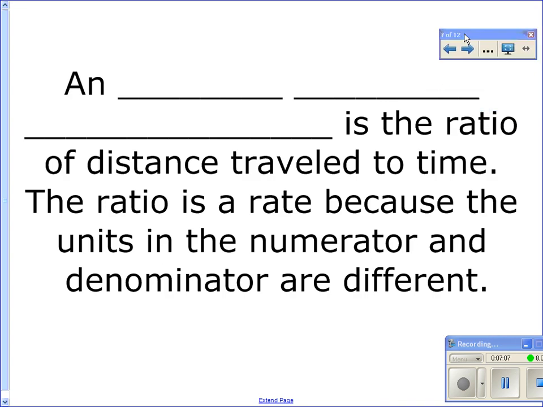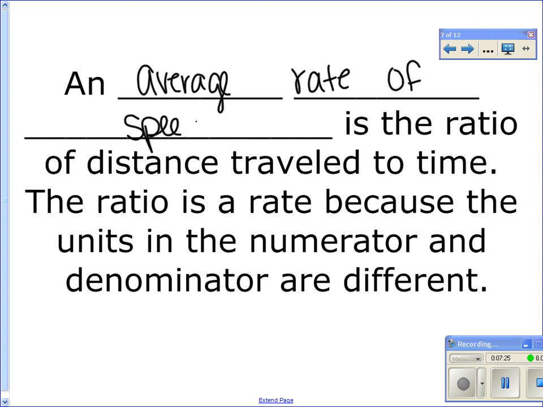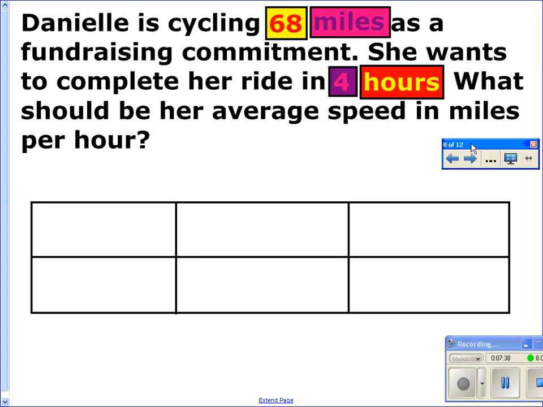Okay. Now, it says an average rate of speed. Average rate of speed is the ratio of distance traveled to time. The ratio is a rate because the units in the numerator and the denominator are different. To find the average rate of speed, it's going to be the same process that we were just doing for unit rate. You compare the two words.